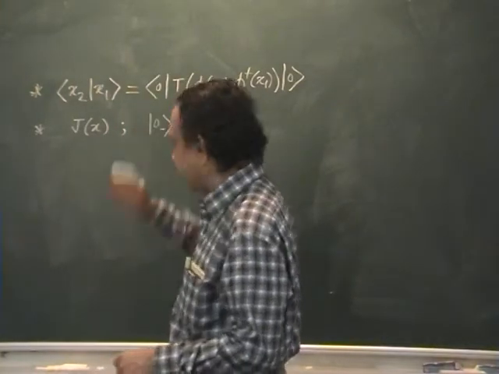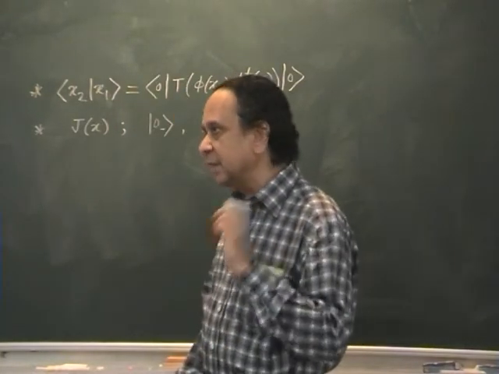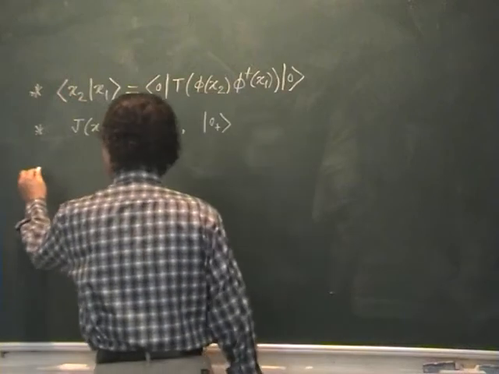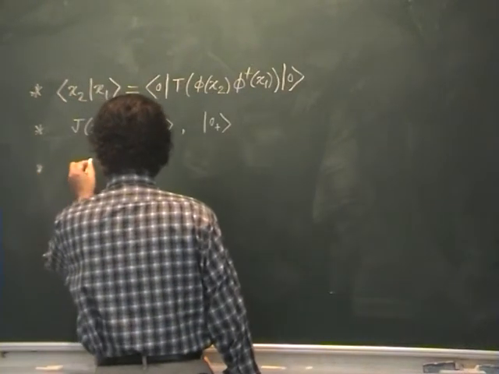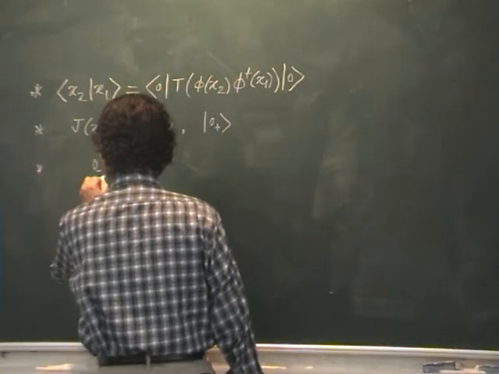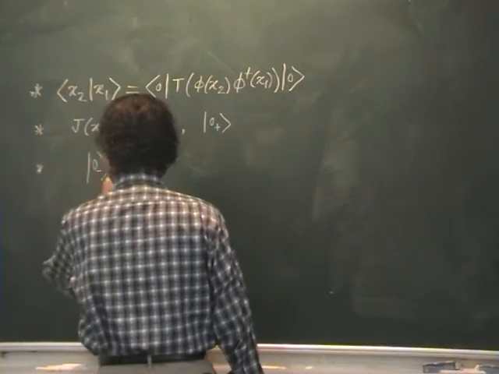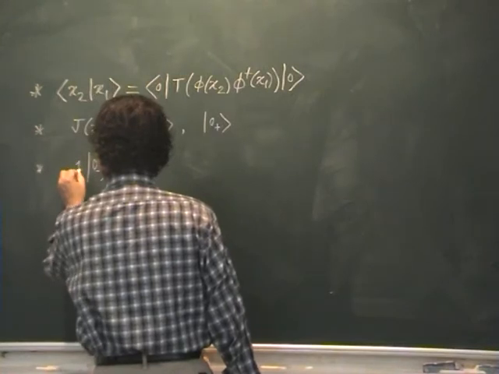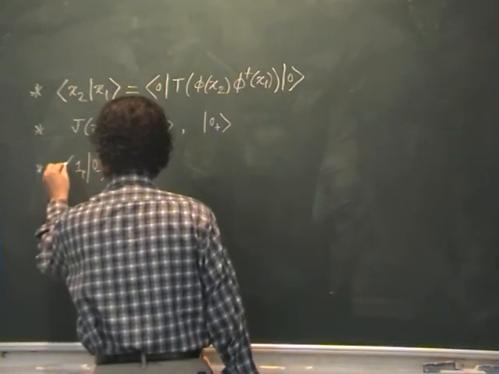So let us start with these two states. Then the basic amplitude which we want to think of is that you start from a state which is the no particle state very early on, and then you produce one particle with a momentum p.